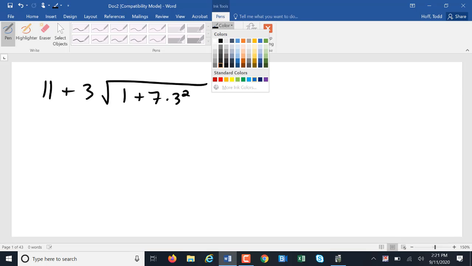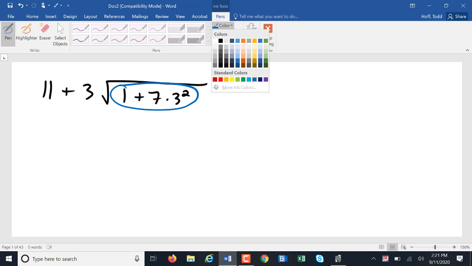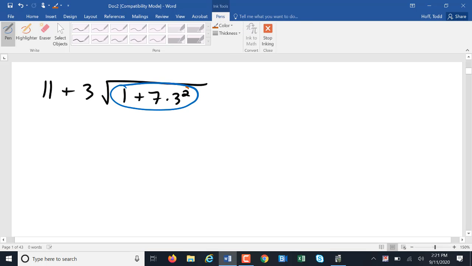So here's the one I promised. We have that square root symbol there. But there's more than one thing inside that symbol. It becomes an enclosing symbol. It's separating that part from the rest of the problem. So we have to do what's inside the square root first. So inside here, what has to be done first? The exponent, 3 squared, which is 9. Good.